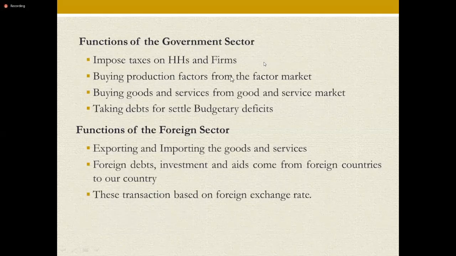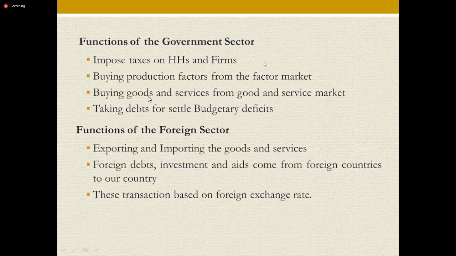They are also producing some goods and services, right? For that they are taking production factors from the factor market, and also for consumption they are buying different services, for the government sector consumption, right? Some loans, some goods, some services, some advisory services, likewise from different kinds of units in the economy. Taking debts to settle budgetary deficits.